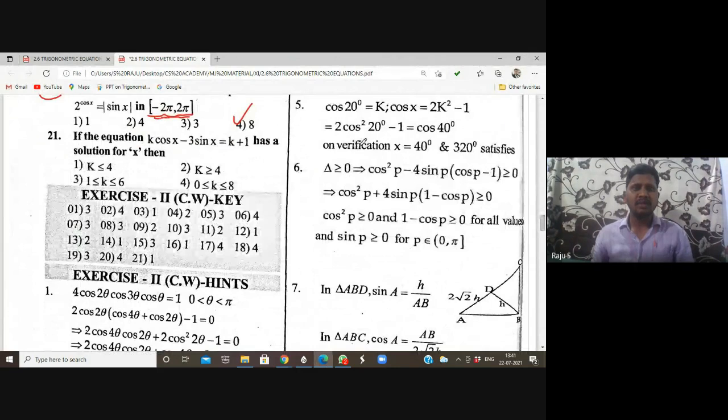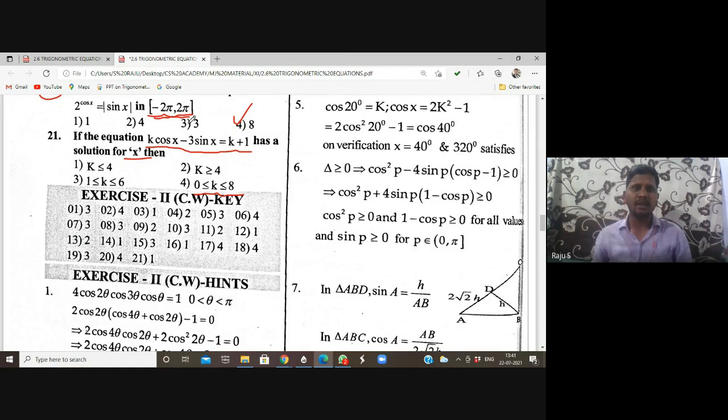If the equation k cos x minus 3 sin x is equal to k plus 1 has a solution for x, then k is less than or equal to 4, or 1 less than or equal to k less than or equal to 6, or something like that. It is very, very easy.